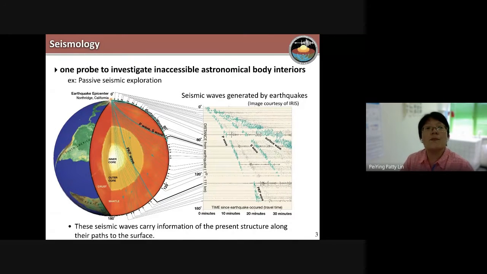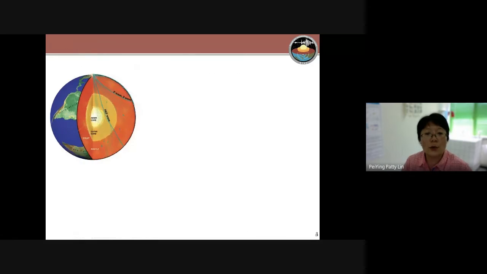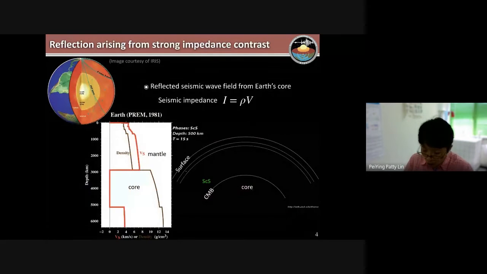So for all the planetary interiors, the first thing we are trying to look for is layering structure. As we know, a planet is constituted of the crust, mantle, and core. And here is one of the Earth 1D models. We call it PREM. This presents the velocity and the density as a function of depth in the Earth.